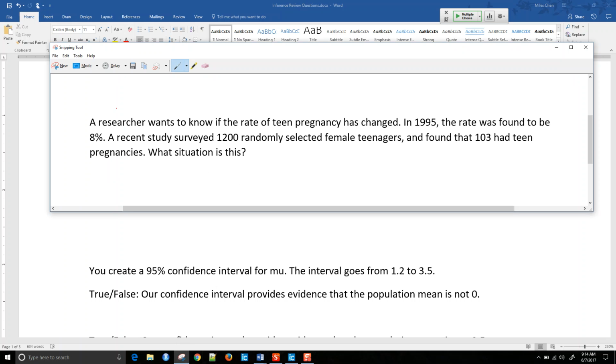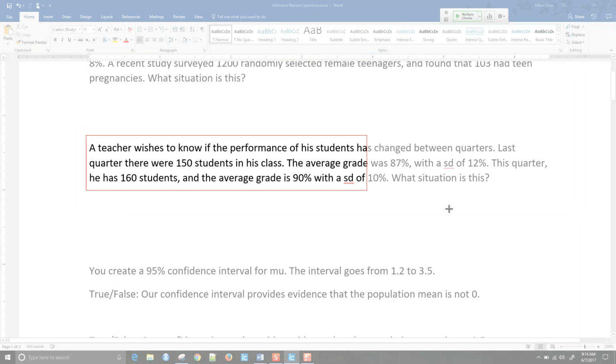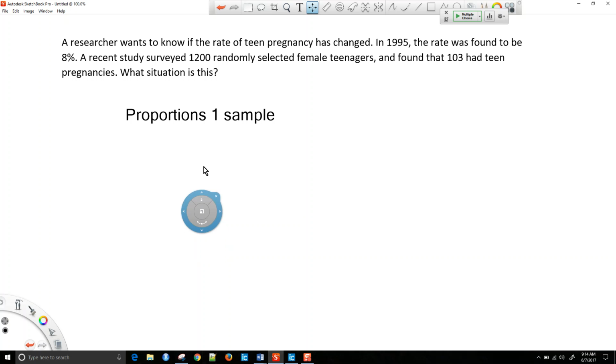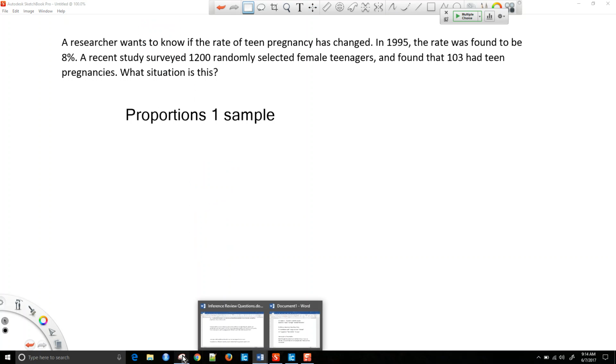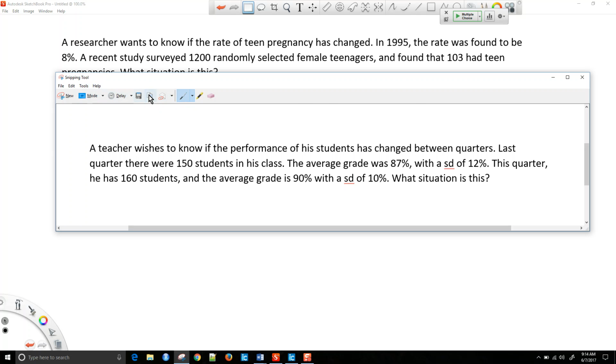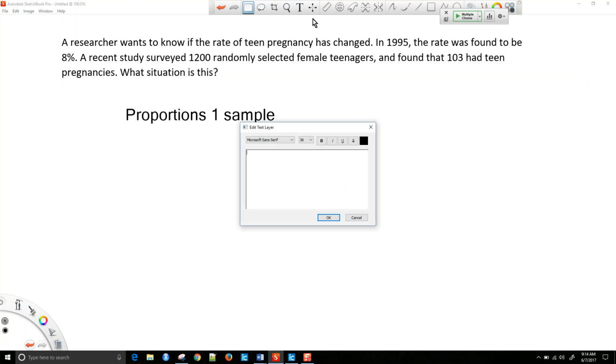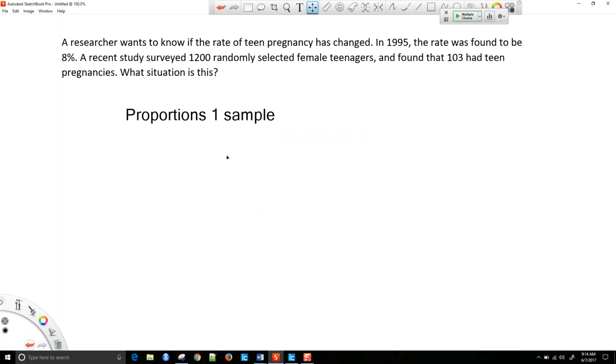This would be... don't feel like you have to write all of this down, okay? I don't know what's going on here. Copy, paste. Okay, something happened here. My screen is not working.